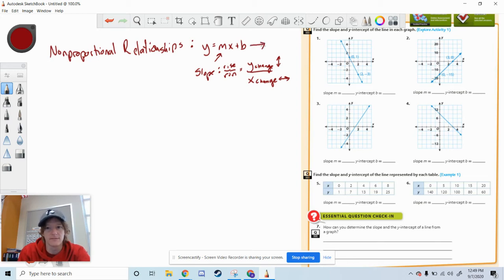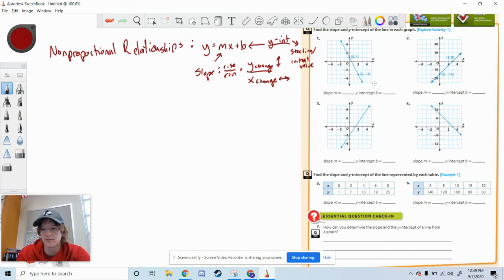Then it also has a b right here. B is our y-intercept. It's our starting or initial value. But it's our y-intercept. It's where our line crosses the y-axis.